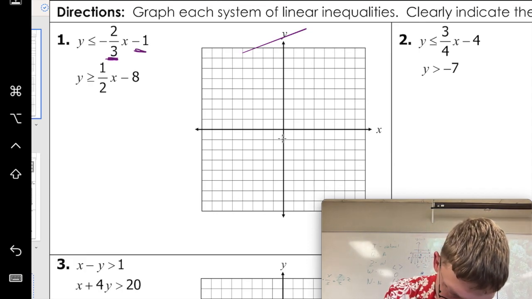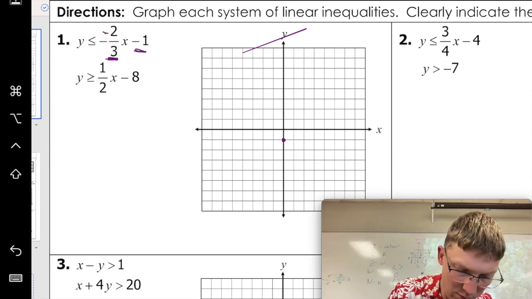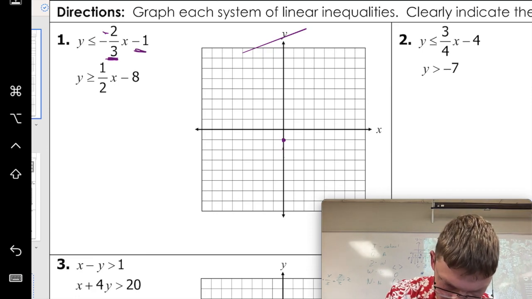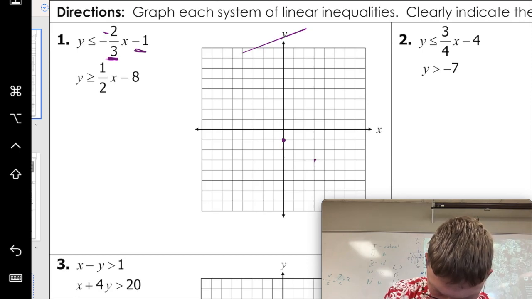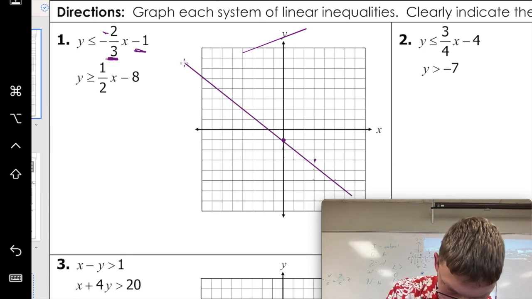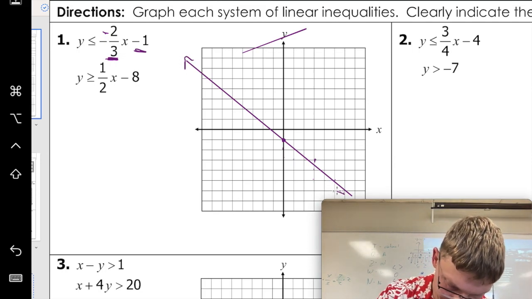So that b is our y-intercept. We've got a point at -1, and then we'll put the negative sign with that one. So we'll go down 2, 1, 2, and then over 3, 1, 2, 3. And then down 2, over 3 again. Then you just connect all of this, and there is your first line. And we'll put some arrows on it.